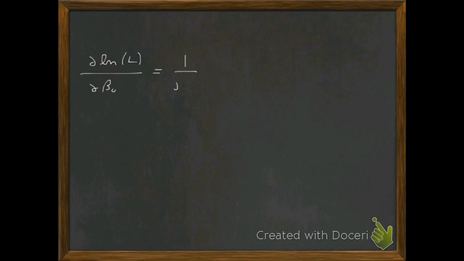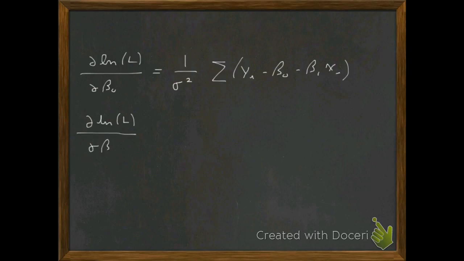And guys, this is going to turn out to be 1 over sigma squared, and the partial with respect to beta 1 is 1 over sigma squared, which gives us this.